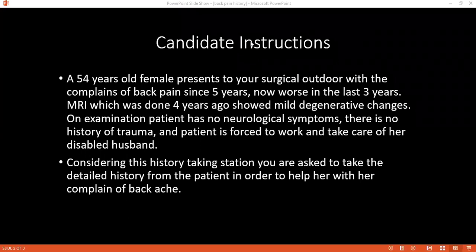What investigations would you ask for to confirm your diagnosis? Okay, after taking history, I will examine the back of the patient, and also I will do lower limb examination. After that, I will order some investigations like routine CBC, urea and electrolytes, ESR, and C-reactive protein. And also I will ask for MRI or CT scan.